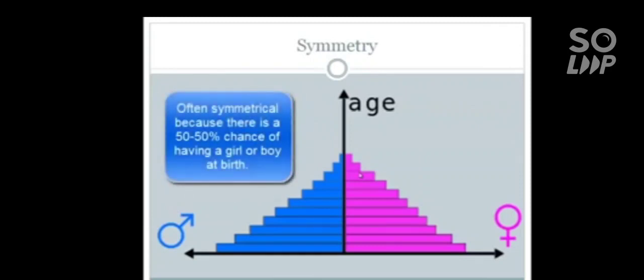Symmetry on a population pyramid is often the same. However, sometimes asymmetrical features do occur. For example, here, when considering the older people in the population, you'll notice that the females are living longer than the males.